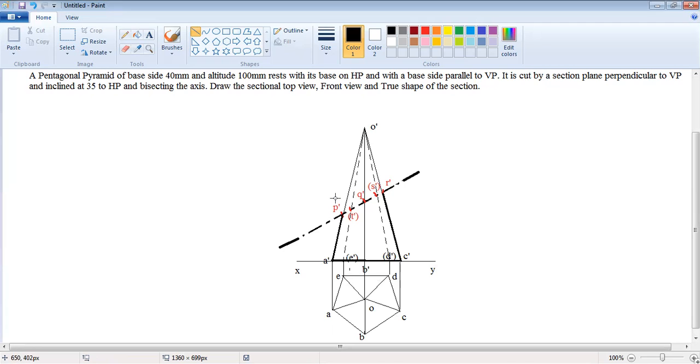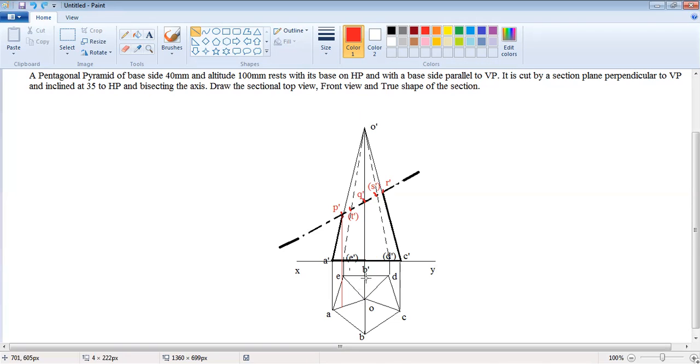And then we have to draw the top view by extending these P, Q, R, S points to the top view. Point P is on OA, so we extend this P point up to OA. And Q is on OB. When we extend this Q point, we will not get any point directly. It is basically cutting the OB line.